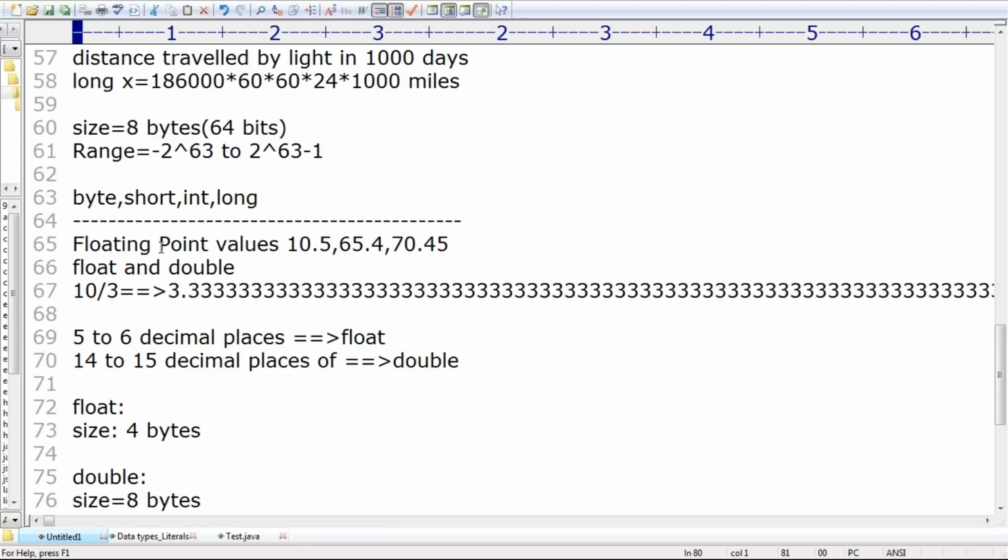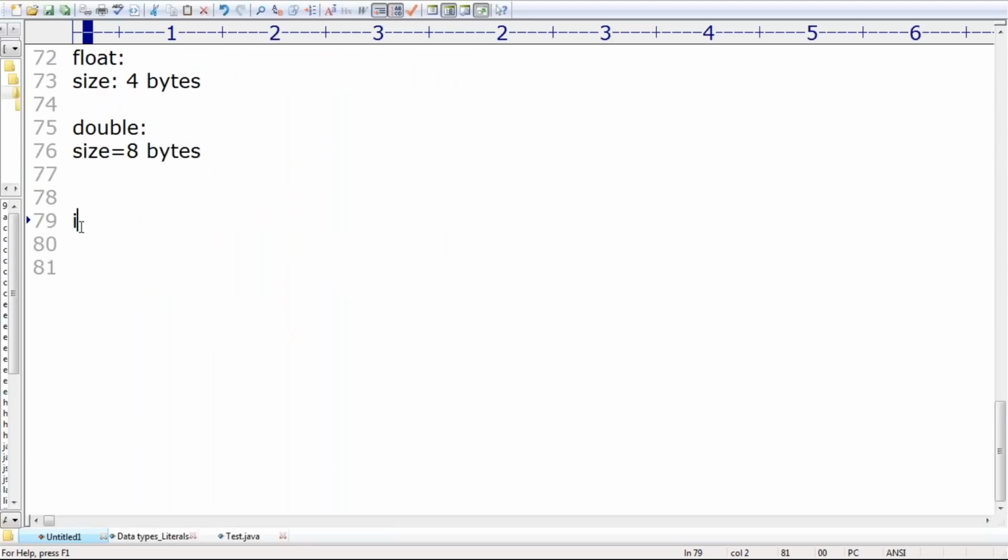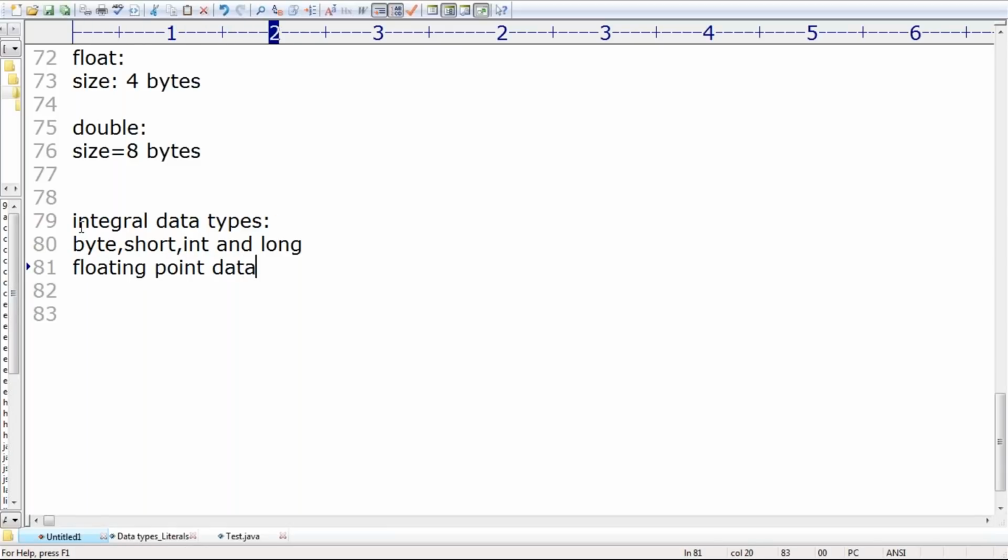Up to this we covered integral data types. Can you spell out how many integral data types are available? Byte, short, int and long. These 4 things I covered: what is the size, what is the range, and so on. Next, floating point data types. How many floating point data types are available? Float and double. These are the 6 number type data types we have.